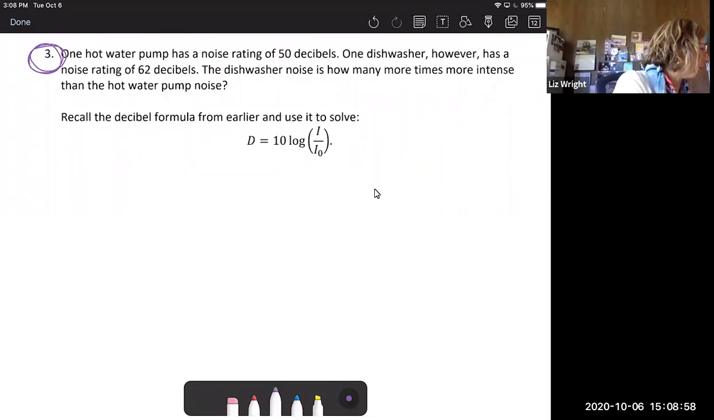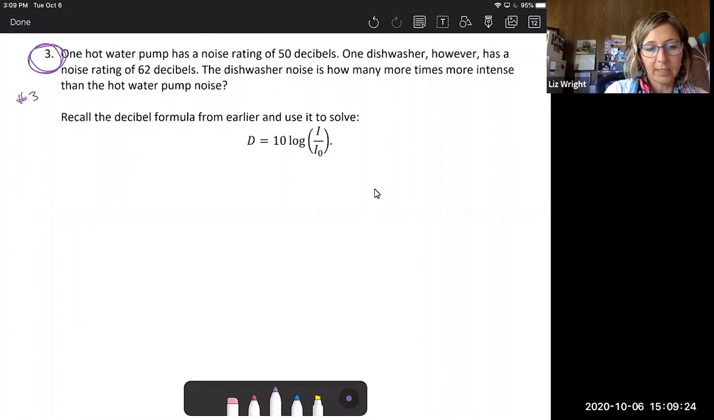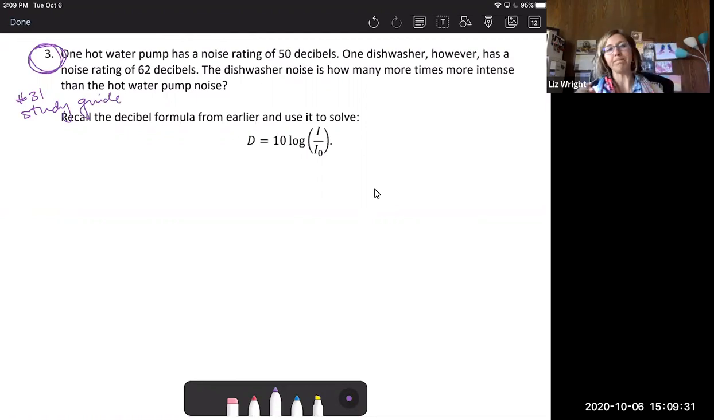I think it might be one of the last problems on your study guide for your final. This problem is very, very similar to your number 31 on the study guide. Again, as of this video being recorded, it is number 31 on your study guide. So you should write that down. Similar to it, similar process.